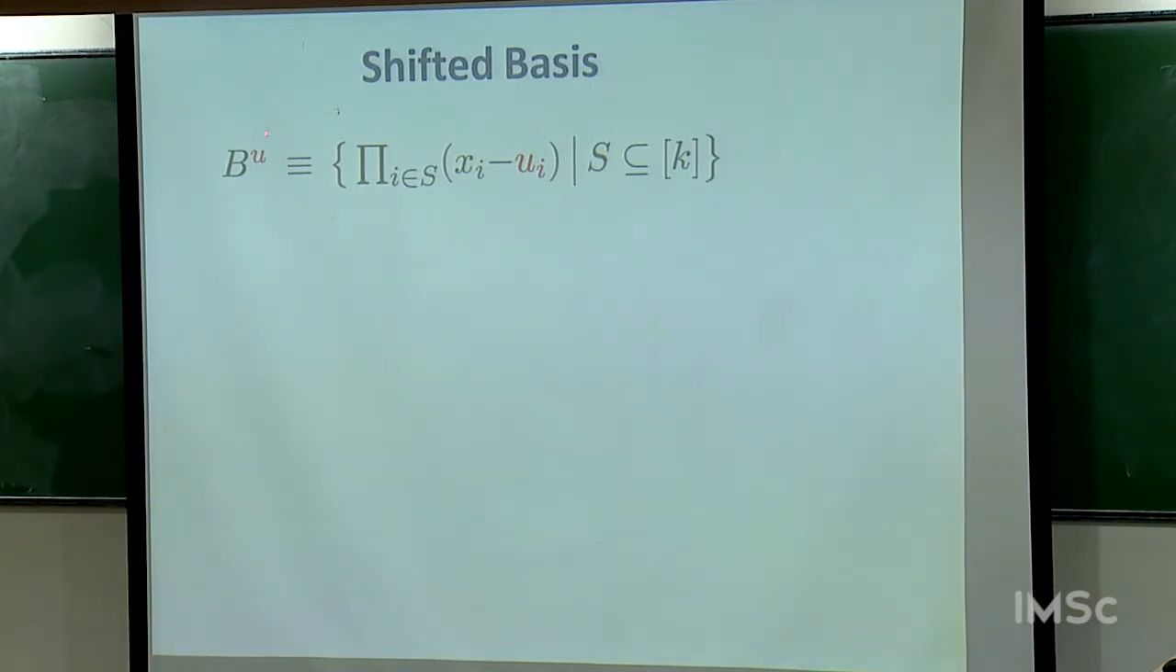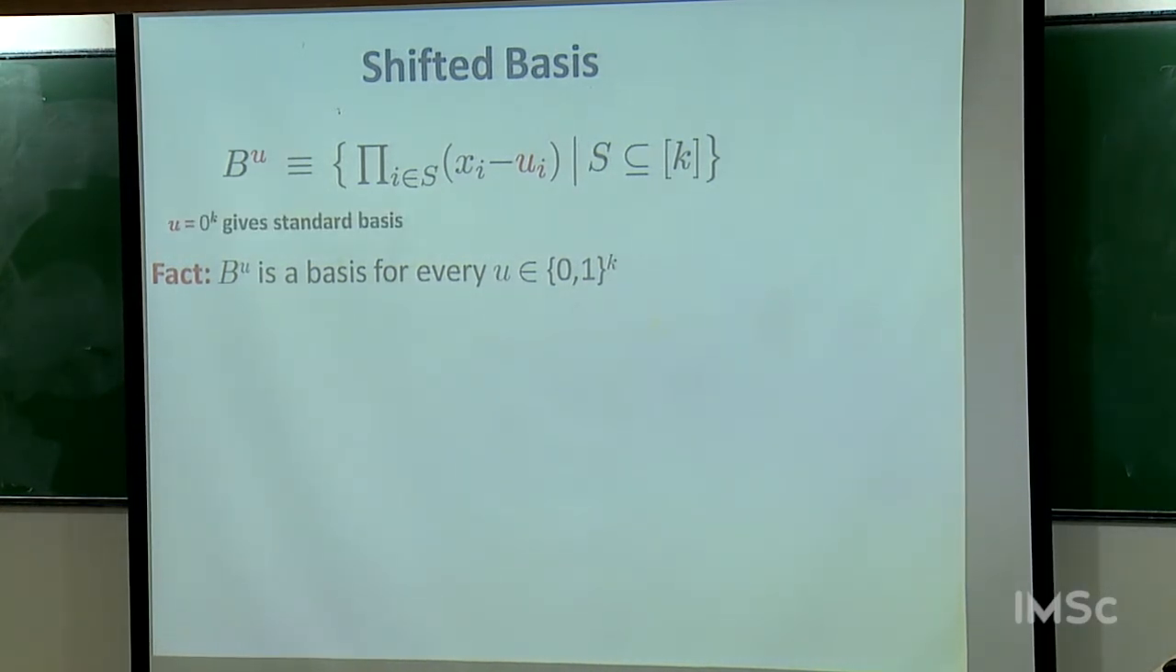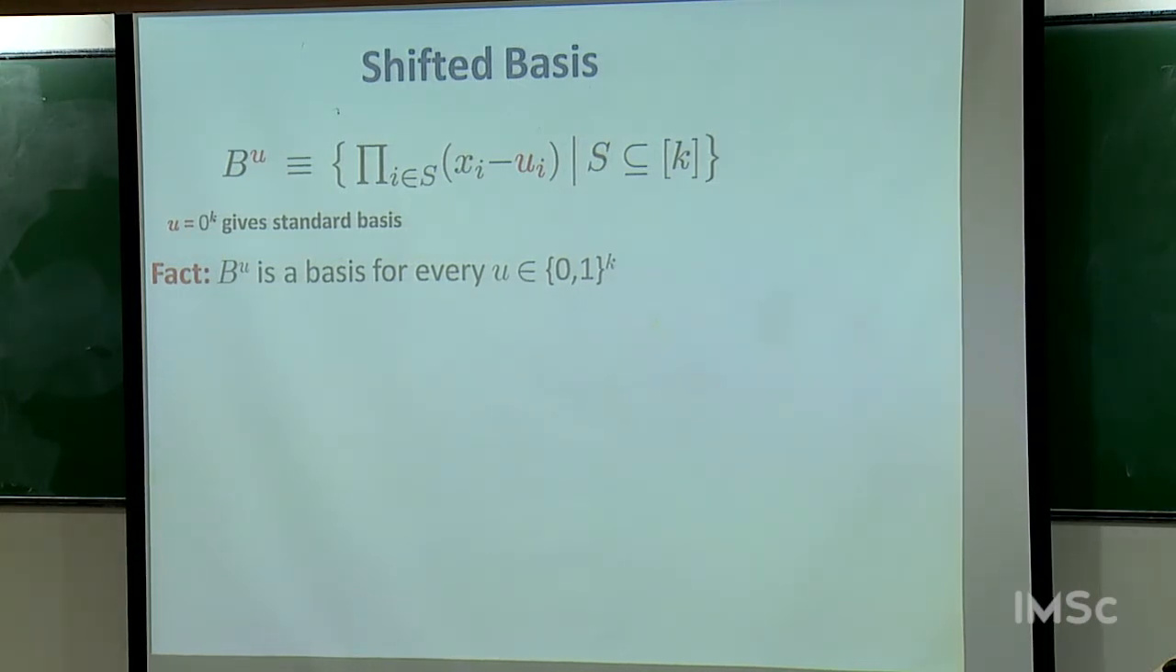What do I mean by that? This is called the shifted basis. Suppose u is a vector, k bits long, and I look at every shifted monomial. The normal multilinear monomials were just the product of xi's over i in S, for an arbitrary subset S. Now I'm going to shift them by some ui, and that will be called the shifted basis. It's not hard to see that for every such shift you still have a basis. Notice that if u is the all zero vector, then this gives the standard basis.